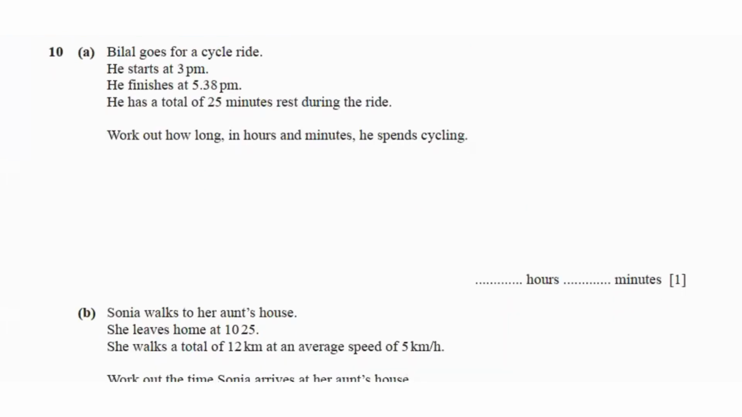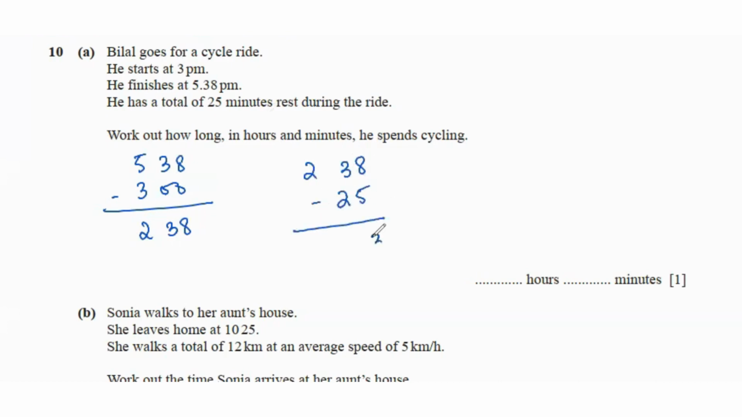Question 10 says, Bilal goes for a cycle ride. He starts at 3 p.m., ends at 5:38, and takes a total of 25 minutes for rest during that time. So we need to figure out how many hours and minutes were spent cycling. So what we do is we subtract 3 from 5:38, which gives us 2:38. Now from 2:38, we will subtract the time he took to rest. So that's 2 hours and 13 minutes.